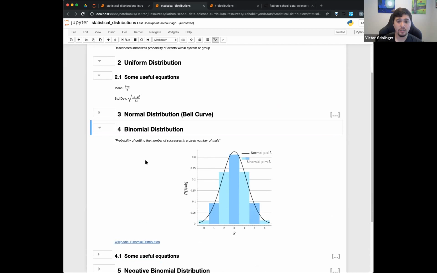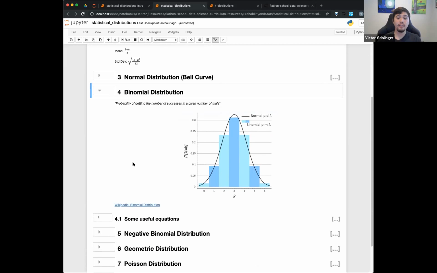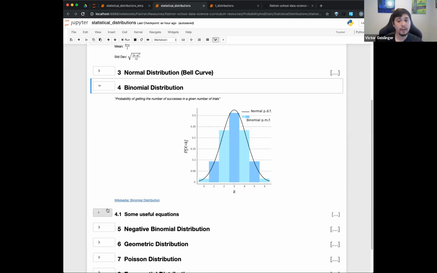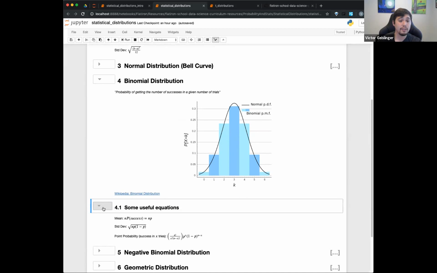Binomial distribution. The binomial distribution is actually very similar to a normal distribution. But it basically gives you the probability of getting a number of successes in a given number of trials. You can think of this as flipping a coin: how many times will you have the success of flipping a coin correctly versus not correctly? You flip it, let's say, how do I say this?